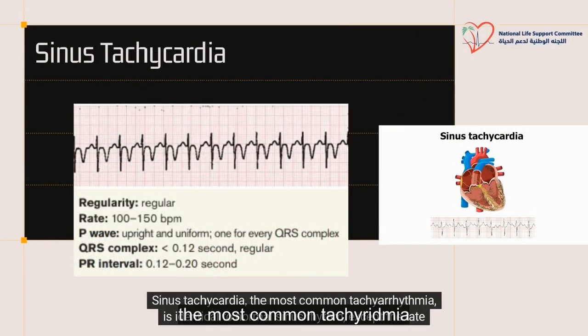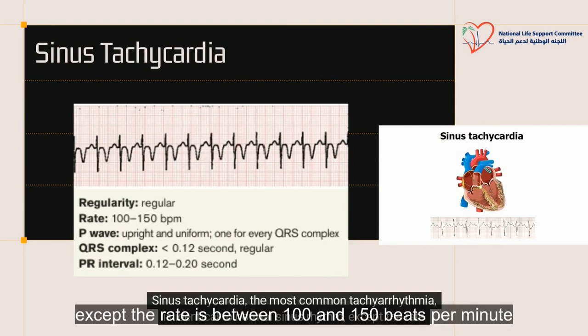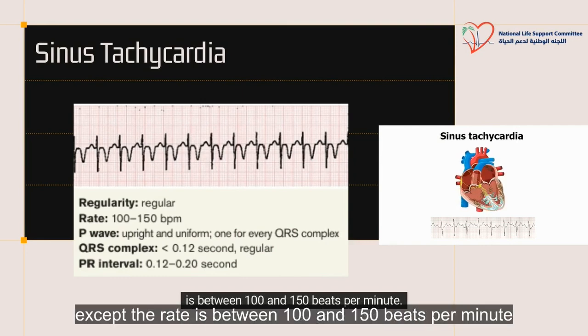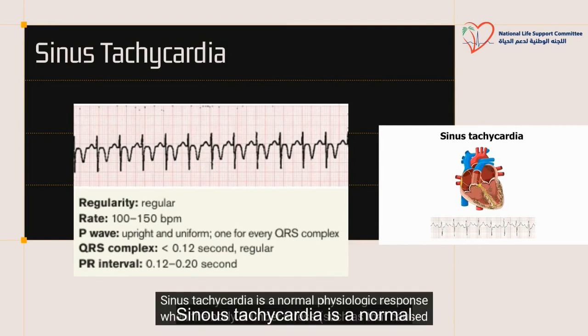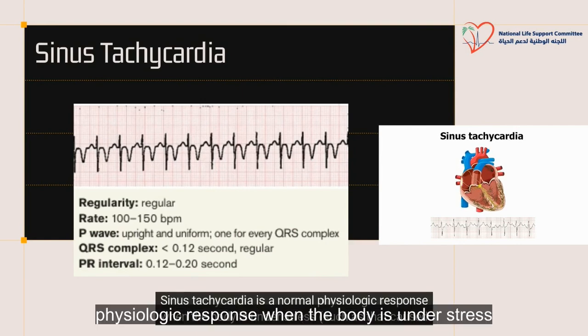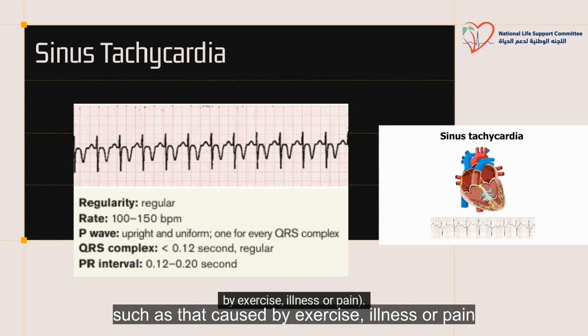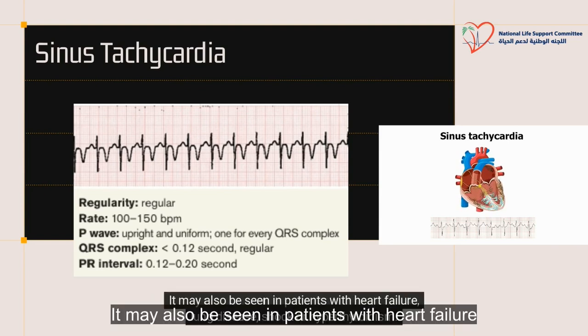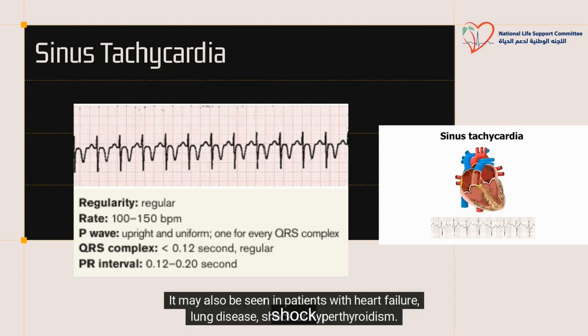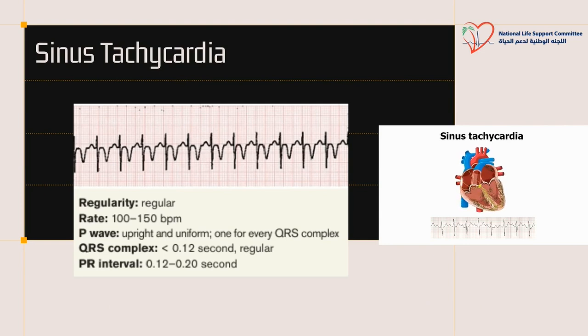Sinus tachycardia, the most common tachyarrhythmia, is identical to normal sinus rhythm, except the rate is between 100 and 150 beats per minute. Sinus tachycardia is a normal physiologic response when the body is under stress, such as that caused by exercise, illness, or pain. It may also be seen in patients with heart failure, lung disease, shock, or hyperthyroidism.